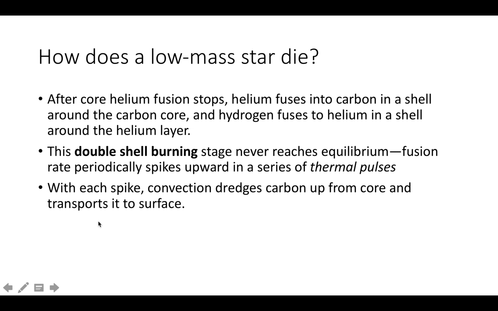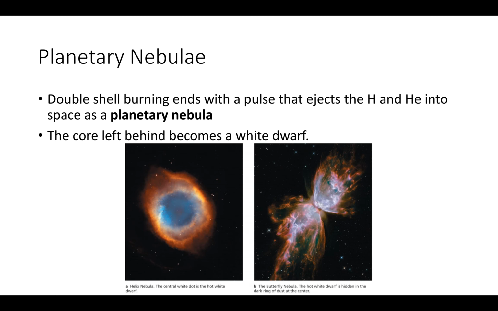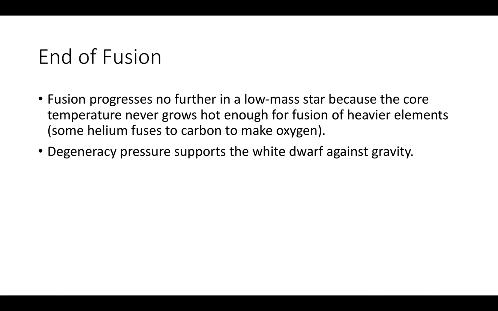So how does a low mass star die? Helium fusion will stop, and then we get this double shell burning that never reaches equilibrium. It spikes upward in a series of thermal pulses, in which each spike we have convection that dredges up carbon from the core and transports it to the surface. Eventually it becomes a planetary nebula, where the double shell burning will end. It ejects hydrogen and helium into space. It's not a supernova, not as explosive, but the core that's left behind is your white dwarf.